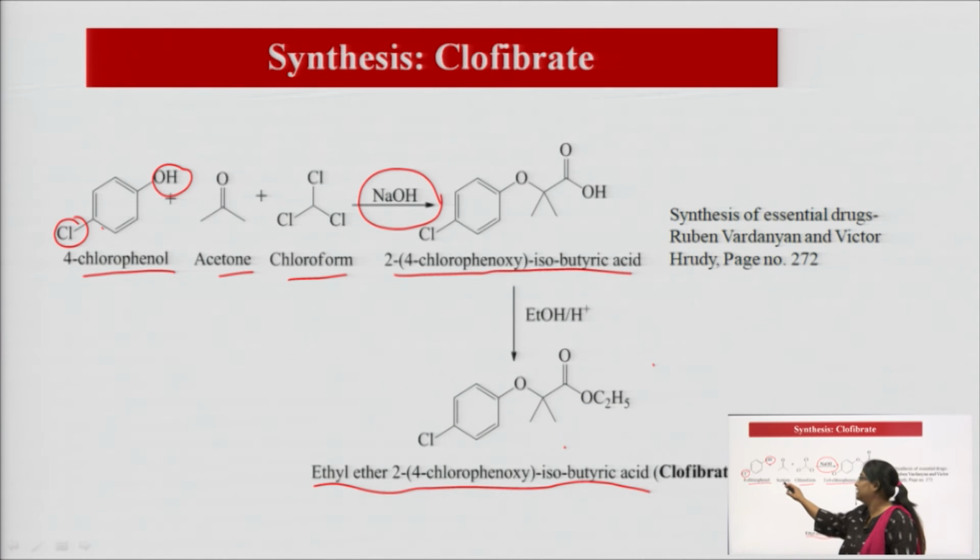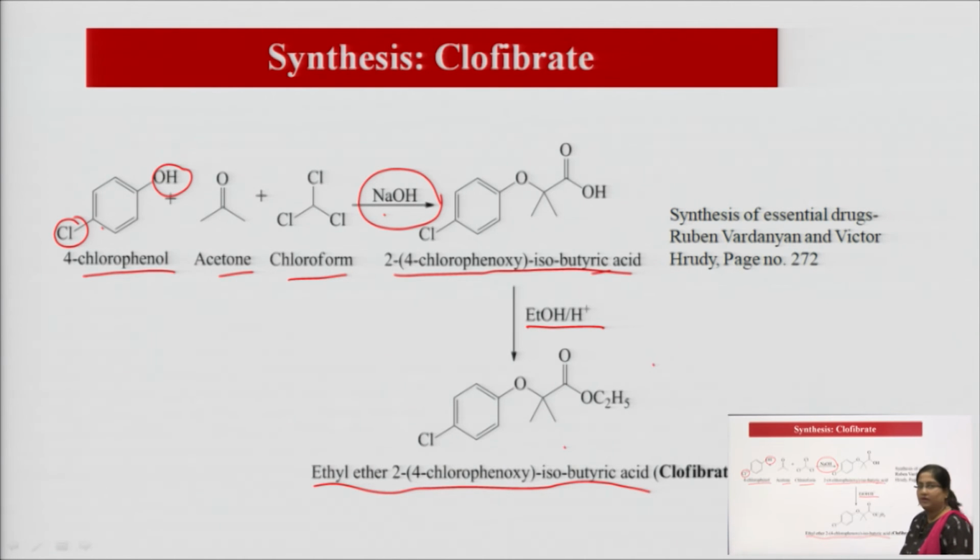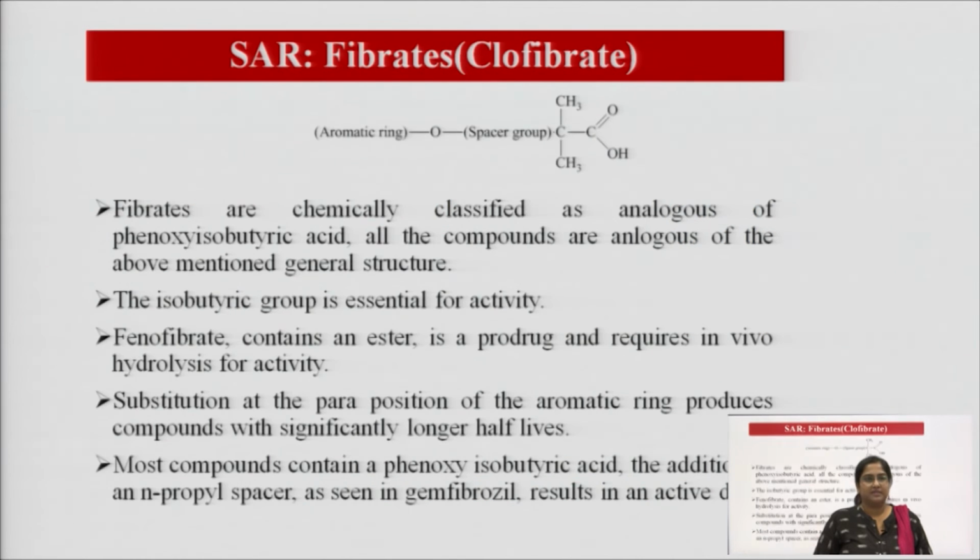4-chlorophenol is reacted with acetone and chloroform. In basic environment, we are reacting it with NaOH, and it will convert it into 2,4-chlorophenoxy isobutyric acid, which in presence of ethyl alcohol and hydrolysis is happening here. So, ethyl alcohol, it will form ethyl ether 2,4-chlorophenoxy isobutyric acid, that is called as clofibrate. Like this you can do the synthesis.